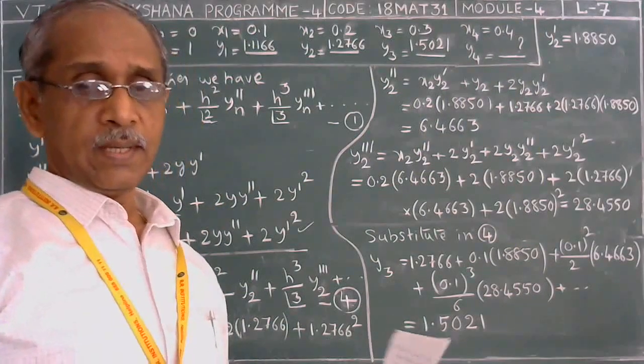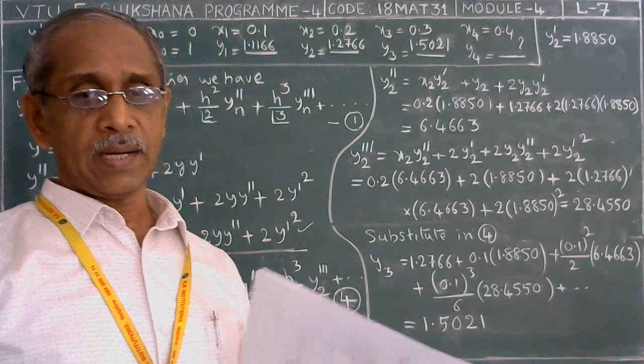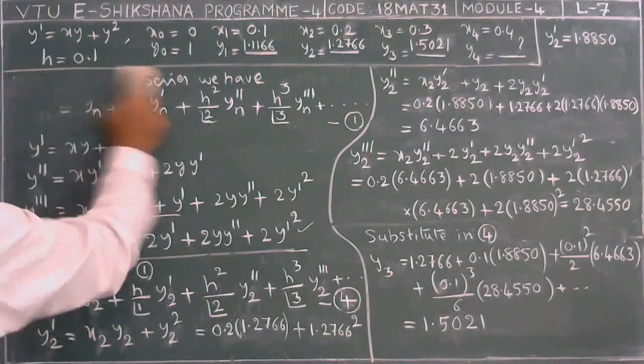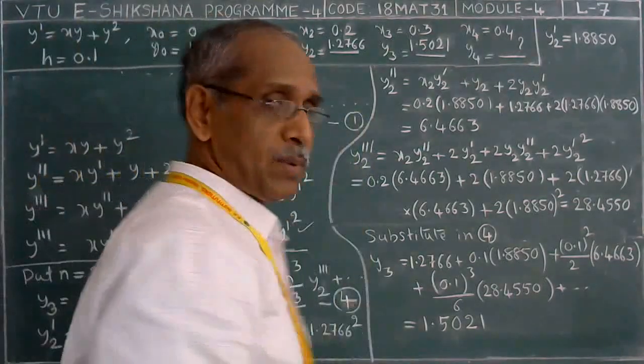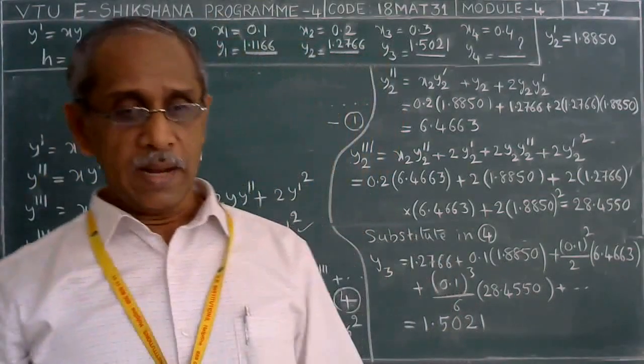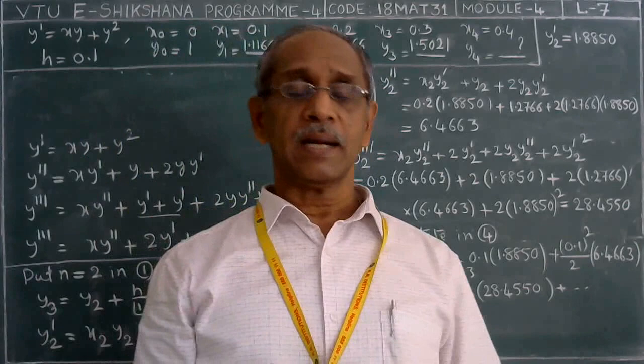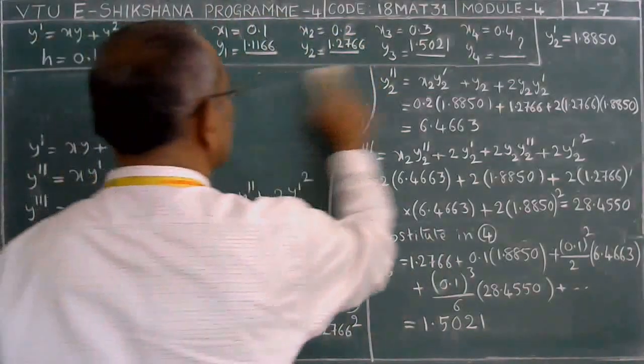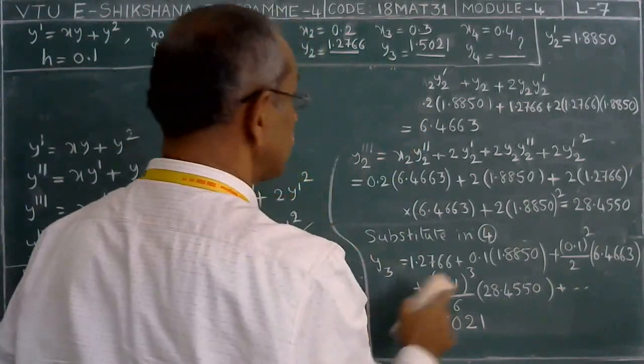Now I have to calculate the value of y at x is equal to x4, that is 0.4, using Milne's predictor and corrector method. So far, what we have done is we have only determined the required previous values to apply Milne's predictor and corrector method. So let me write the Milne's predictor formula. The last equation is 4.